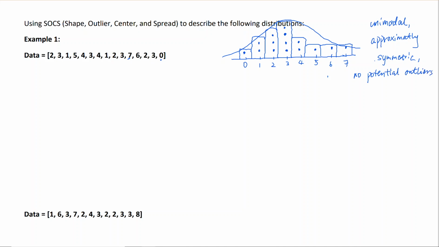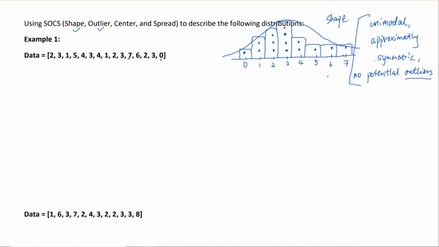All right, so we kind of finished the first thing to describe the distribution, which is the shape, and also the outliers. Since we don't have any potential outliers, we don't need to identify the lower limit or upper limit to identify whether there is any outliers. So from the histogram, there's no potential outliers. So we're done with the shape and outlier. Next, we'll talk about the center.